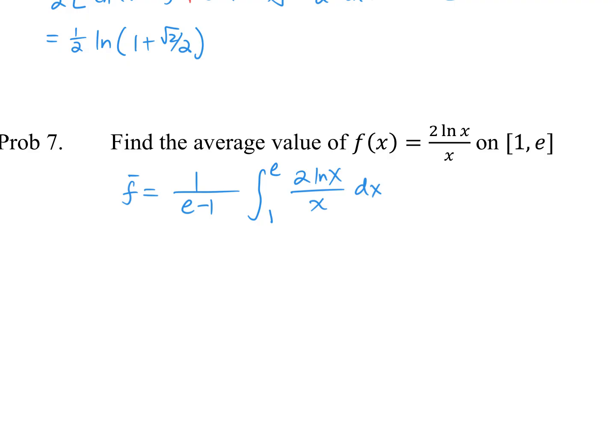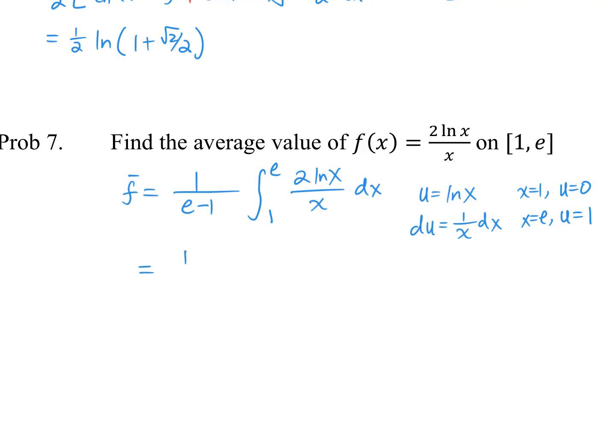Again, pause the video if you want to. We are going to use substitution. Call this your u. So let u be ln x. Then du will be 1 over x dx. And let's change the limits as well. When x is equal to 1, your u is ln 1, which is 0. When x is e, u is ln e, which is 1.